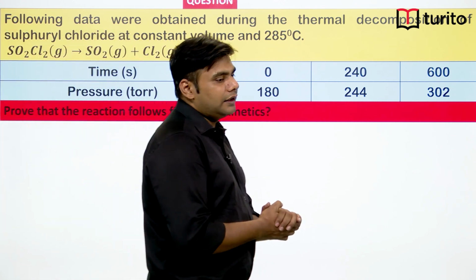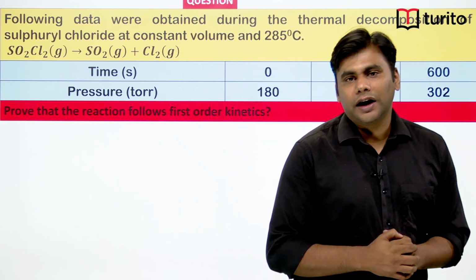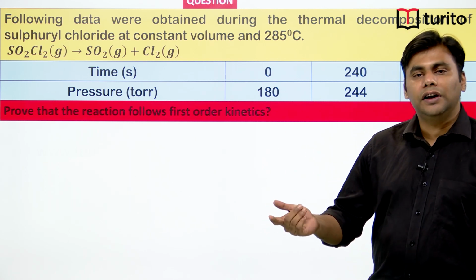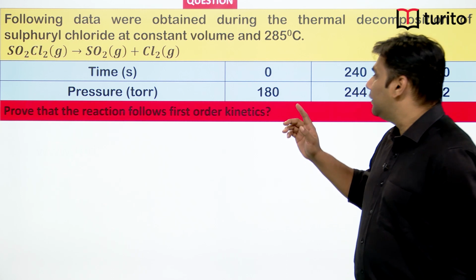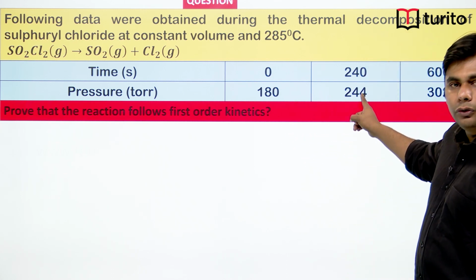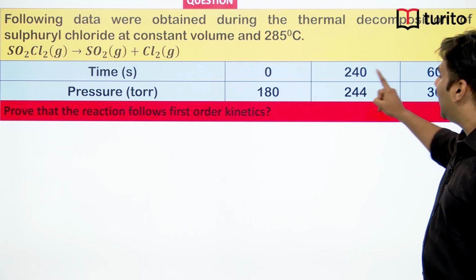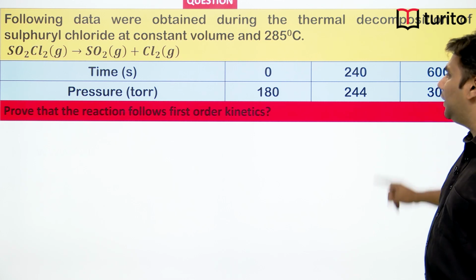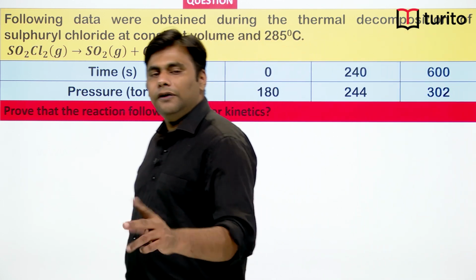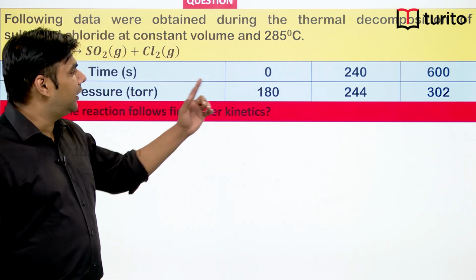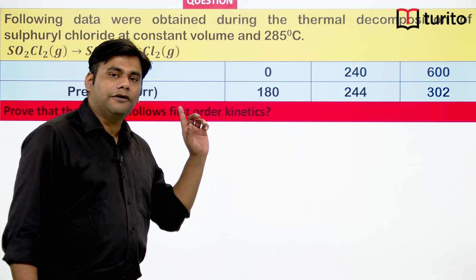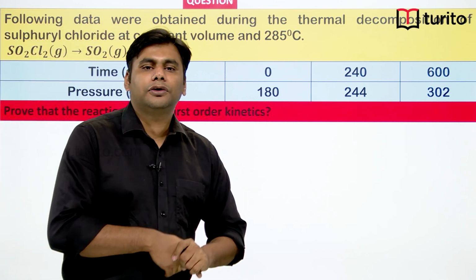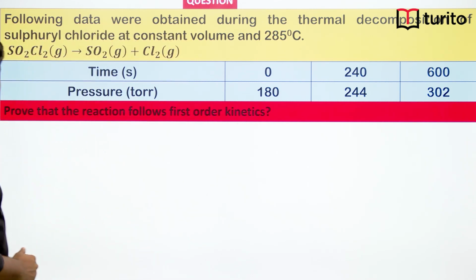So for proving that the reaction is following first order kinetics, we will assume it to be first order kinetics, and using the expression we will calculate the value of k. Okay. So we will calculate the rate constant k at time t equals 240 seconds, and we will calculate the rate constant k at time t equals 600. If the rate constant is coming equal at different intervals of time, using the first order kinetics equation, it means that the reaction is following first order kinetics. So just write the expression.